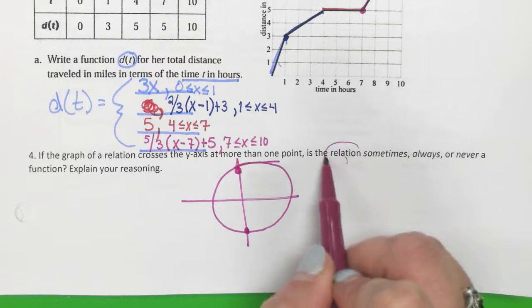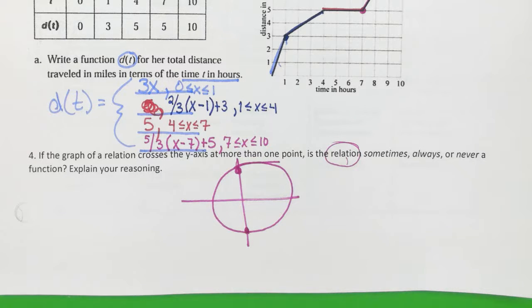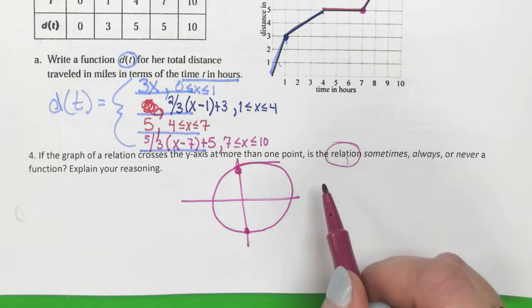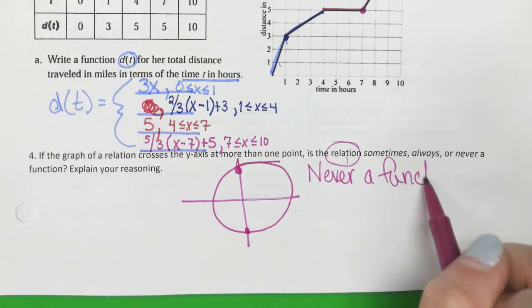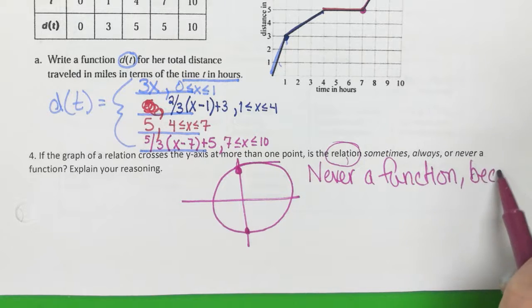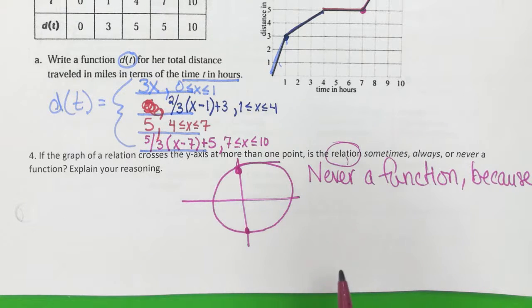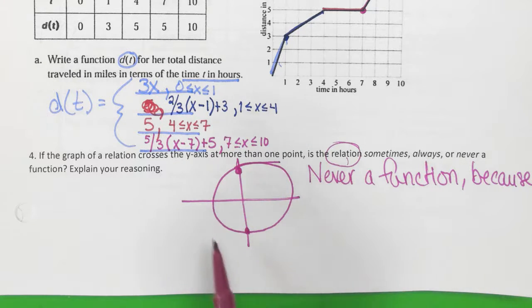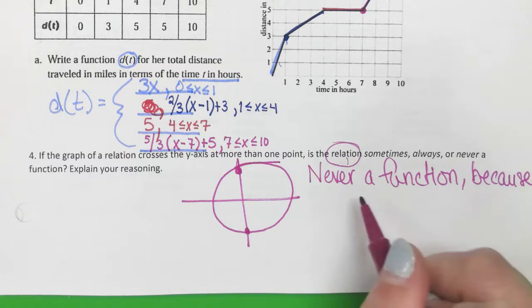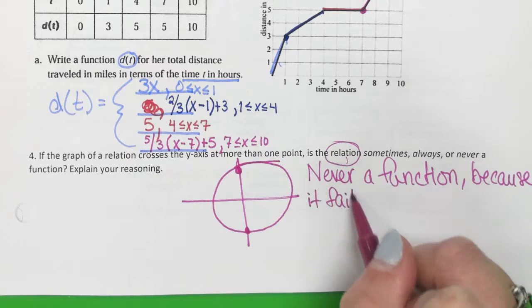It says, is that relation, ooh, that was our vocab word on my test. Is that relation sometimes, always, or never a function? That would never be a function. Very good. But it said to explain. Because what? Yeah, when we took our test yesterday on functions, how did we know that this was a function or not? The vertical line. The vertical line test. Very good. So it's never a function because it fails the vertical line test.